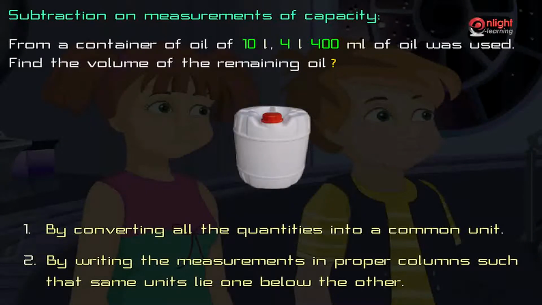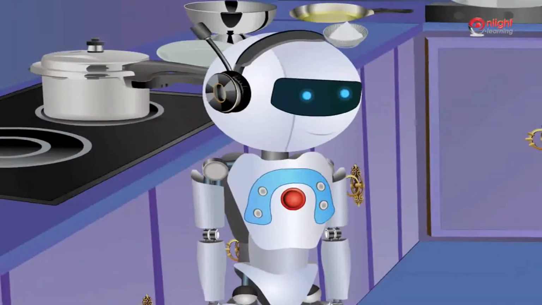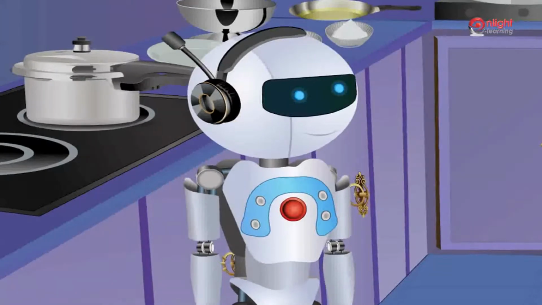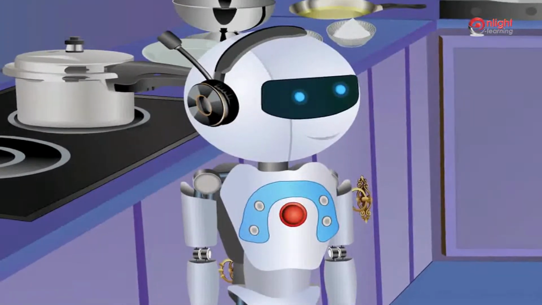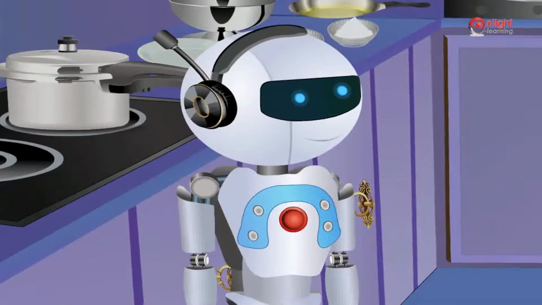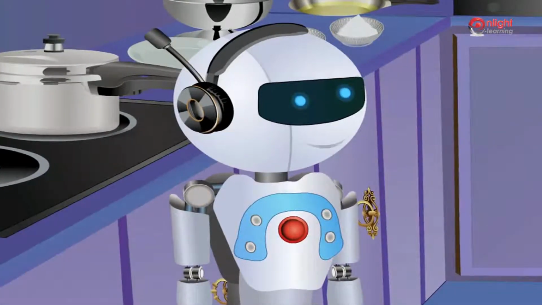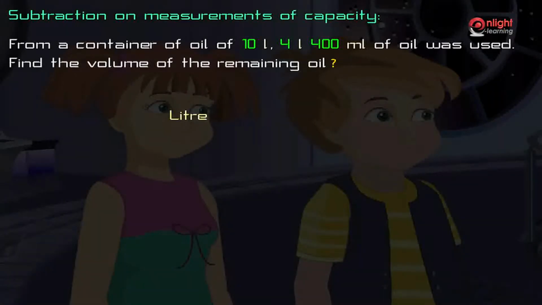Let us now employ the method of subtraction by writing quantities in proper columns to solve this problem. In this method, all the quantities are expressed in columns such that quantities of the same unit lie one below the other. The columns are arranged in decreasing order of magnitude. Hence, liter comes before milliliter. Hence, 400 milliliters lies in the milliliter column.